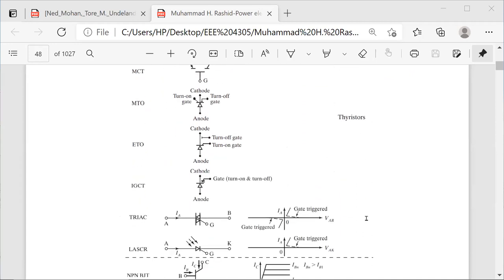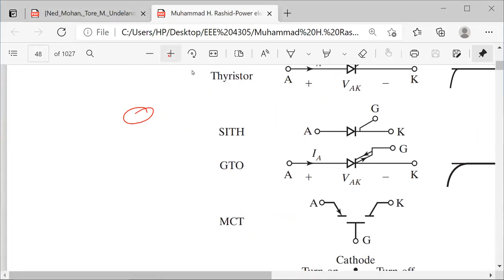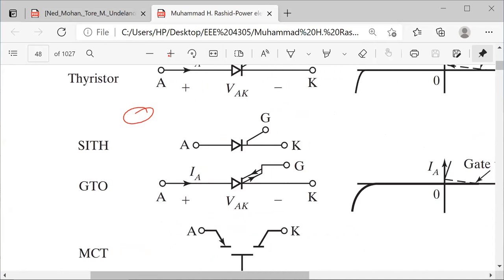This one. See GTO. So the figure is not correct here. So it should be turned off. You can turn off. Yeah. No, the figure is okay. It can be turned off by applying... And look here. Can you see? Let me make it. Can you see the direction now? Yes, sir.